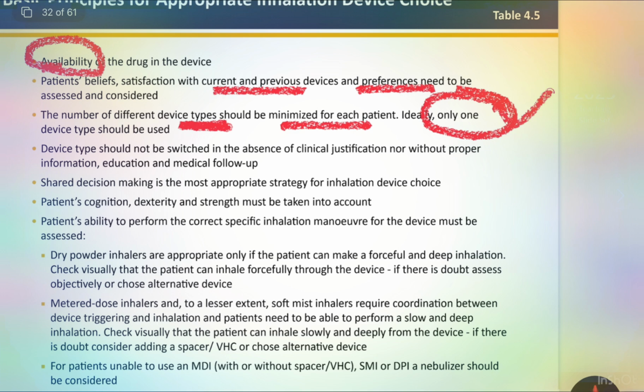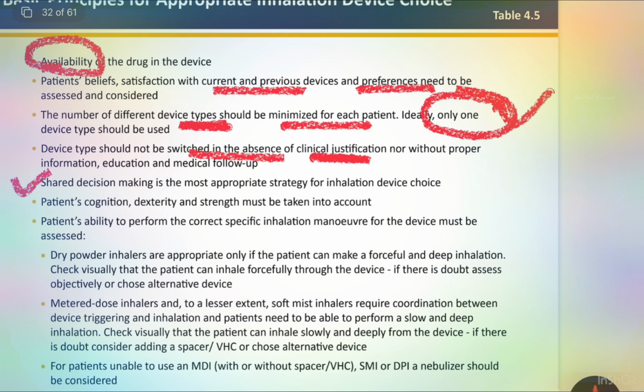Then they are telling device types should not be switched in absence of clinical justification nor without proper information, education, and medical follow-up. Before changing the device, there should be a clinical justification for that, and we should properly inform and educate the patient, and follow up that patient. Then they are telling shared decision making is the most appropriate strategy for inhalation device choice. So it should be shared communication between patient and clinician.